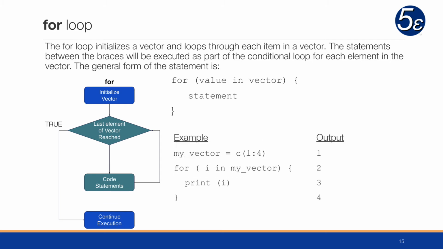So let's look at an example. Here we have an example, my_vector equals c(1:4), so it'll have the values 1, 2, 3, 4.